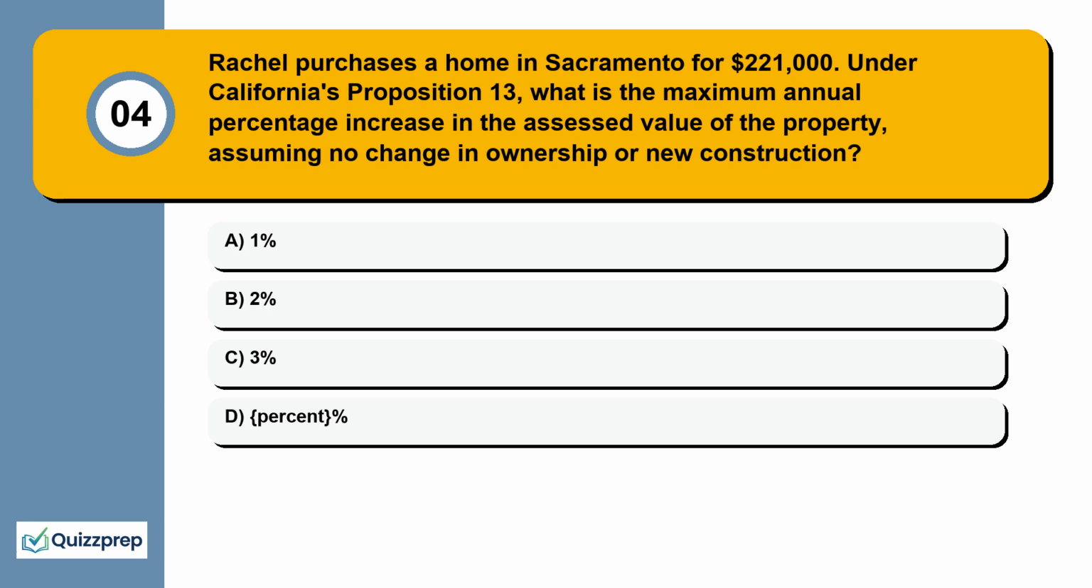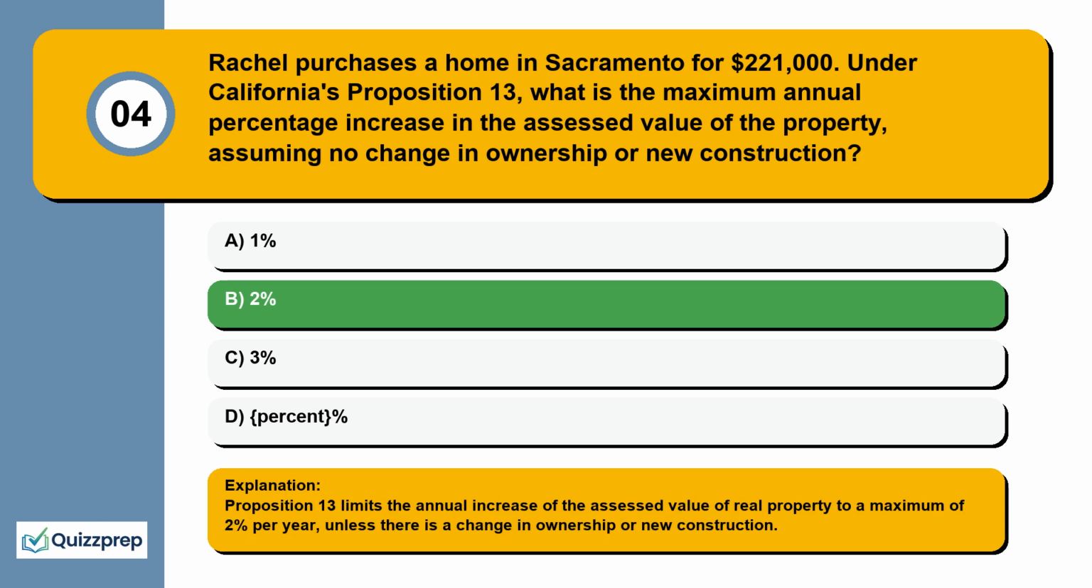Question 4. Rachel purchases a home in Sacramento for $221,000. Under California's Proposition 13, what is the maximum annual percentage increase in the assessed value of the property, assuming no change in ownership or new construction? 1%, 2%, 3%, 5%. Proposition 13 limits the annual increase of the assessed value of real property to a maximum of 2% per year, unless there is a change in ownership or new construction.